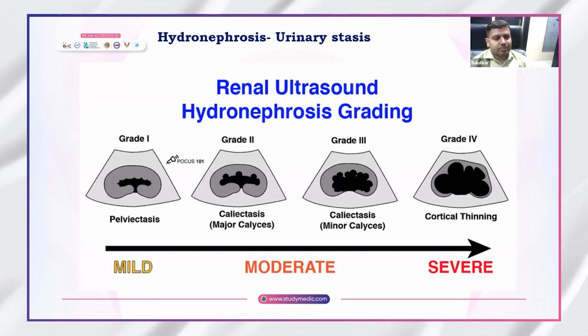So on ultrasound examination, the moderate hydronephrosis is between grade 2 and grade 3. At times it is very difficult to differentiate between dilatation of minor and major calyces, so we treat it as moderate hydronephrosis. When there is only dilatation of the renal pelvis, we call it mild hydronephrosis on ultrasound examination. When there is dilatation of the calyceal system, we call it moderate. And when there is ballooning of the calyceal system with renal parenchymal thinning, we call it severe hydronephrosis on ultrasound examination.